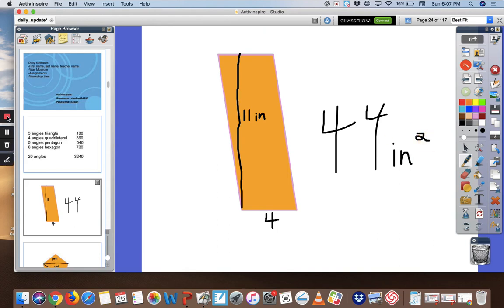There you go. There's your lesson of the day. Area of rectangles and parallelograms. Good luck.